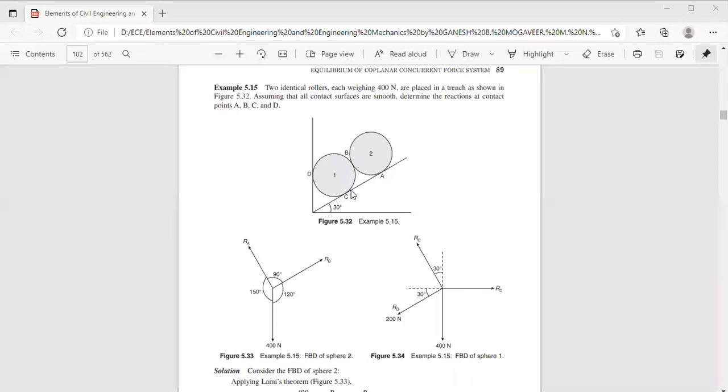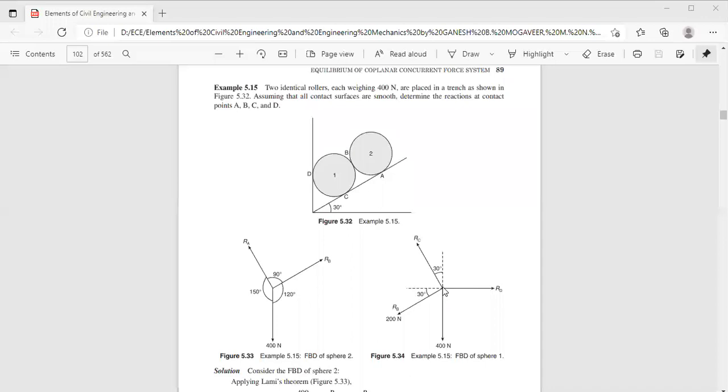Now let us consider sphere 1. This sphere 1 is acted on by the reaction force at point D, RD, you can see here, and the reaction from point C. Now if this angle is 30, it is acting like this. The reaction component is perpendicular to the plane of contact, and obviously this angle is 60 with respect to the horizontal. You can see here the component RC acting in this direction, and this angle is 60. So this is 30. And you have a reaction force from sphere 2 to sphere 1.